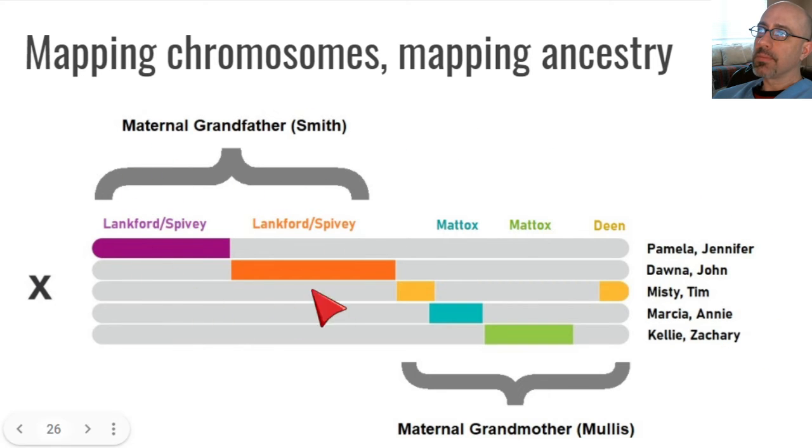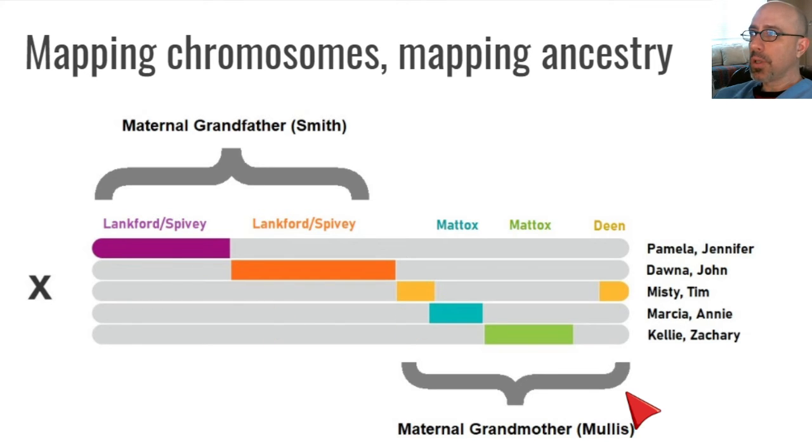And here you can see that the left side of the chromosome came from my maternal grandfather Smith. The right side of the chromosome came from my maternal grandmother Mullis, and I narrowed it down even further with these individual segments. Dean is my maternal grandmother's maternal line. Maddox DNA came from my maternal grandmother's father. Langford Spivey came from my maternal grandfather's mom.